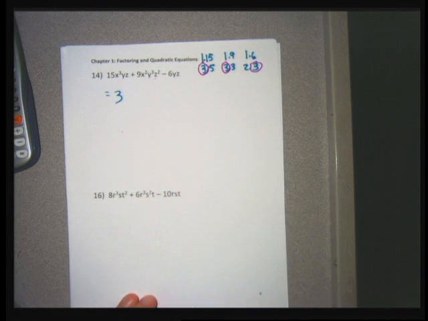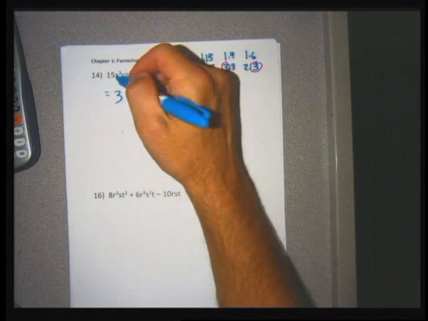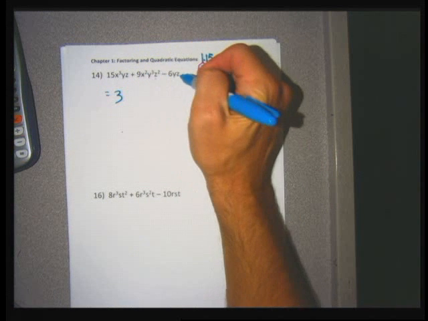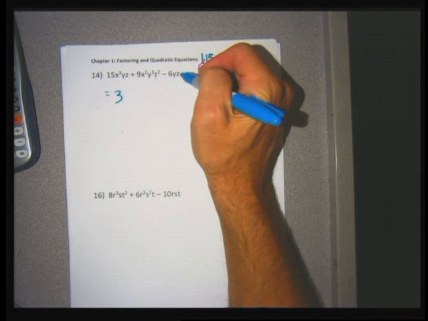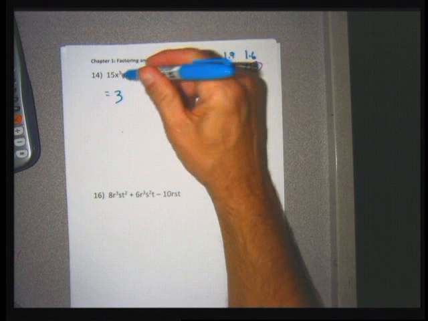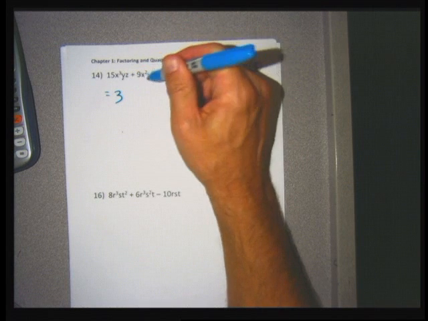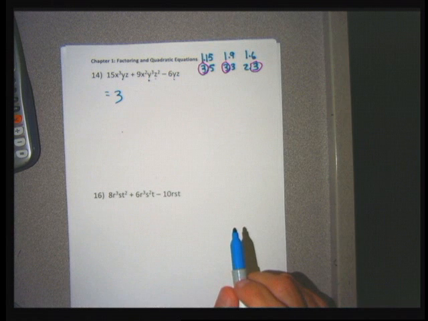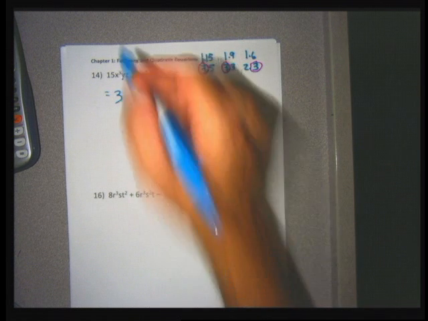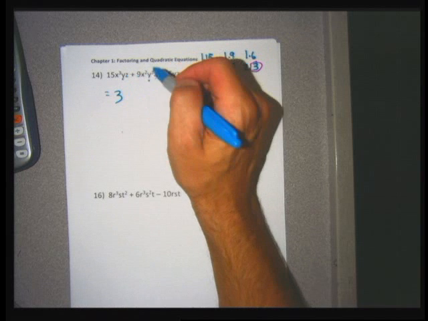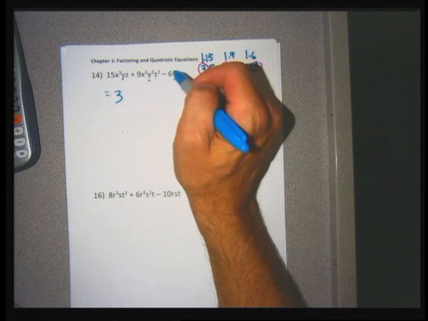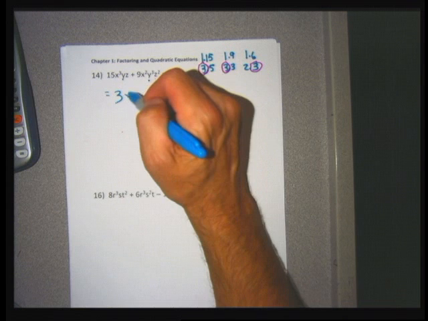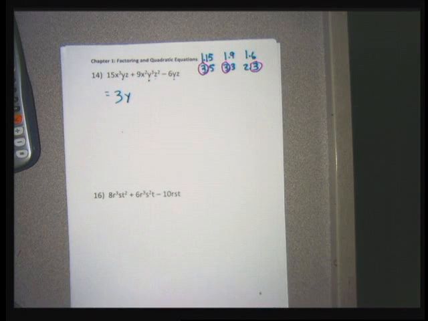Now I look to the letters. The first one has an x, the second one has an x, but the third one doesn't have an x, so there isn't an x as part of my greatest common factor. First has a y, second has a y, third has a y. There has to be a y in my greatest common factor, and I take the smallest exponent. The first y has an exponent of 1, the second y an exponent of 3, the third y an exponent of 1. So y to the first power would be part of my greatest common factor.